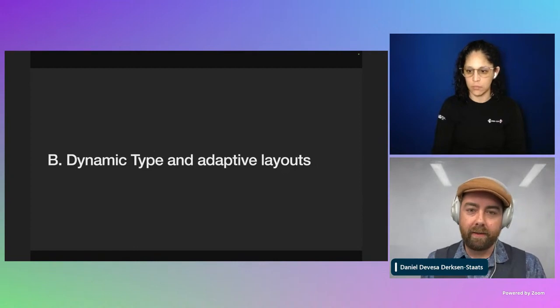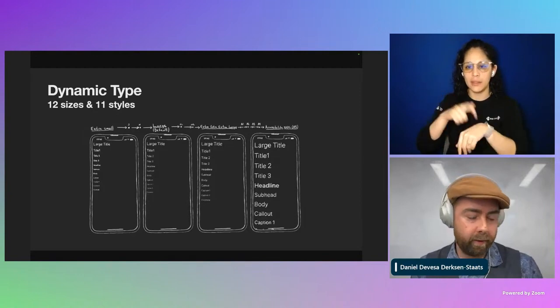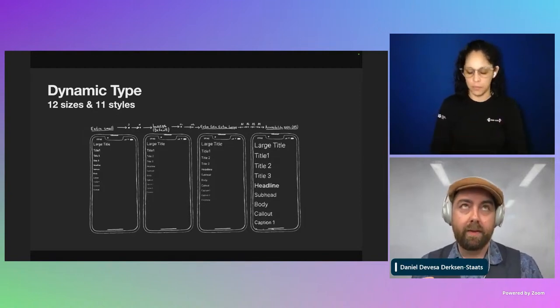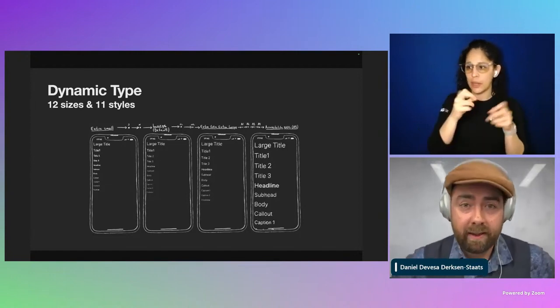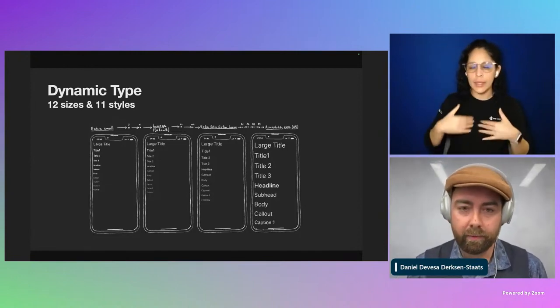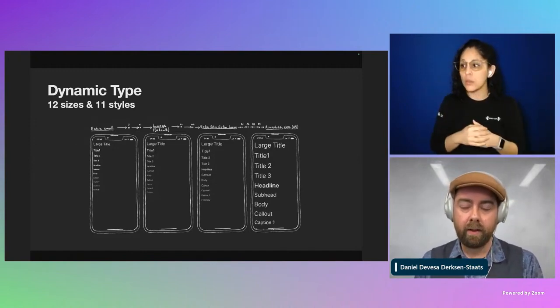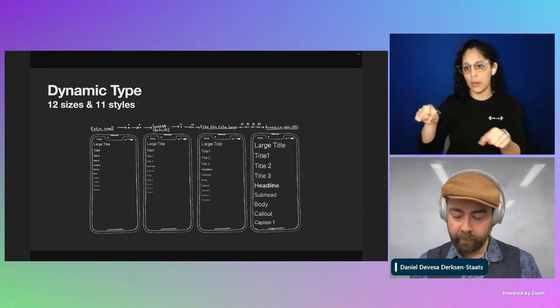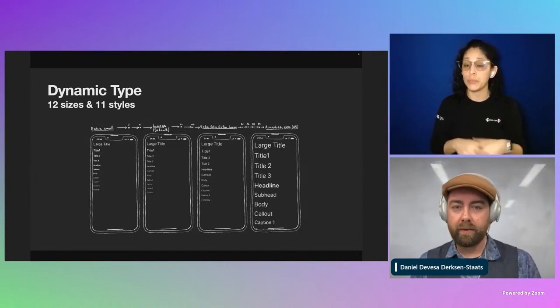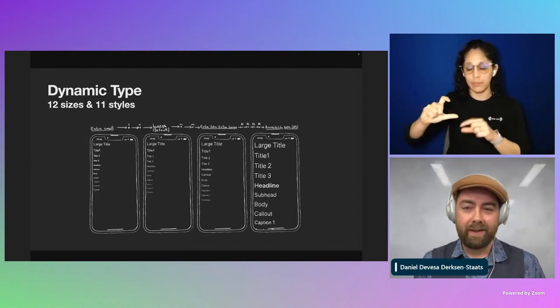Let's talk about dynamic type now. In the slides, I'm showing that dynamic type is composed of 11 styles. We talked about it: large title, title 1, title 2, headline, body, caption, and so on. The system provides 12 sizes for the user to choose from. 7 are the default text sizes, and 5 are accessibility text sizes that you can enable as well. So it goes from extra small to large, which is the default, to extra extra extra large, and then you have accessibility extra extra extra large.